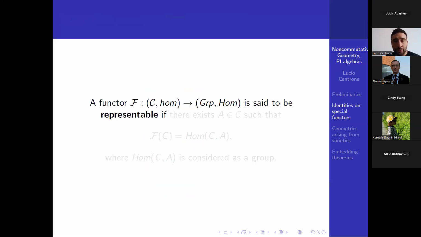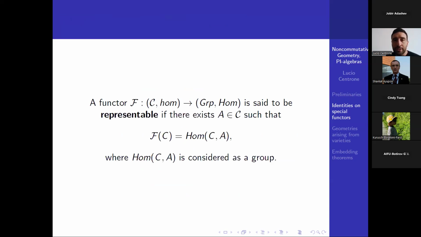And this functor, from any category to the category of groups with its homomorphisms, is said to be representable if there exists an object A in the first category so that F(C) is the homomorphisms from C to A, where this is considered as a simplex.